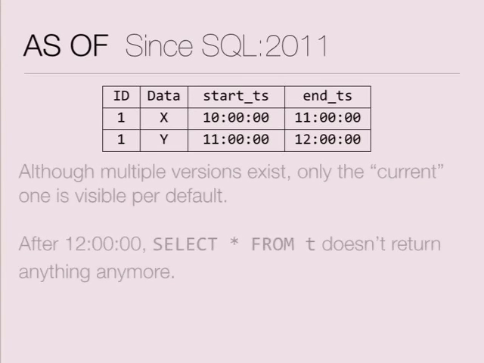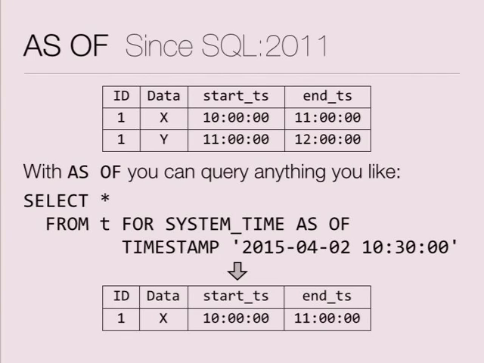Transparent. Unless you want to see something old, where you just say, from T, and then you have the new modifier, for system time as of, and that timestamp. And then you will see the information at that timestamp. It's a modifier to the from clause. So that's the system versioned table. That's the temporal aspect. And the bitemporal is then also application version.